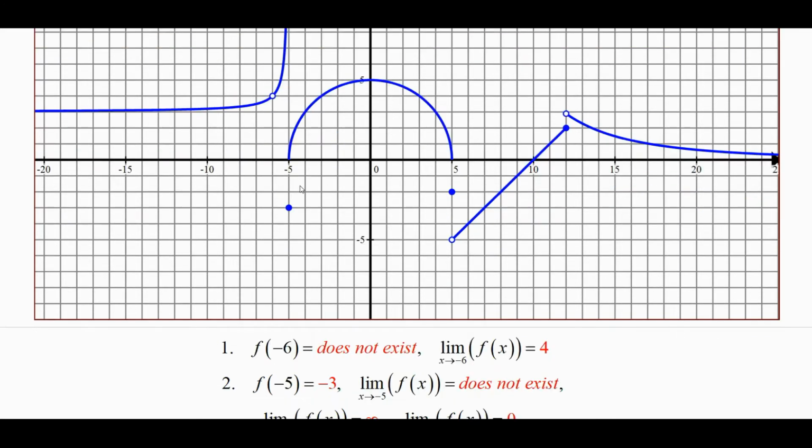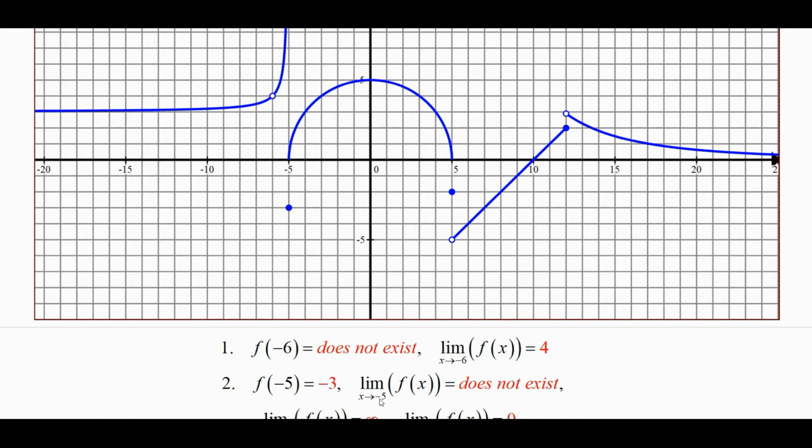But the limit can and does exist there. The limit as x goes to negative 6 here is 4. Whether we're coming from the left side or the right side, as the x values get close to negative 6, the y values get close to positive 4 there. F of negative 5, let's see, where is that? It is actually down here at negative 3. Should be an open dot at the end of that one here.